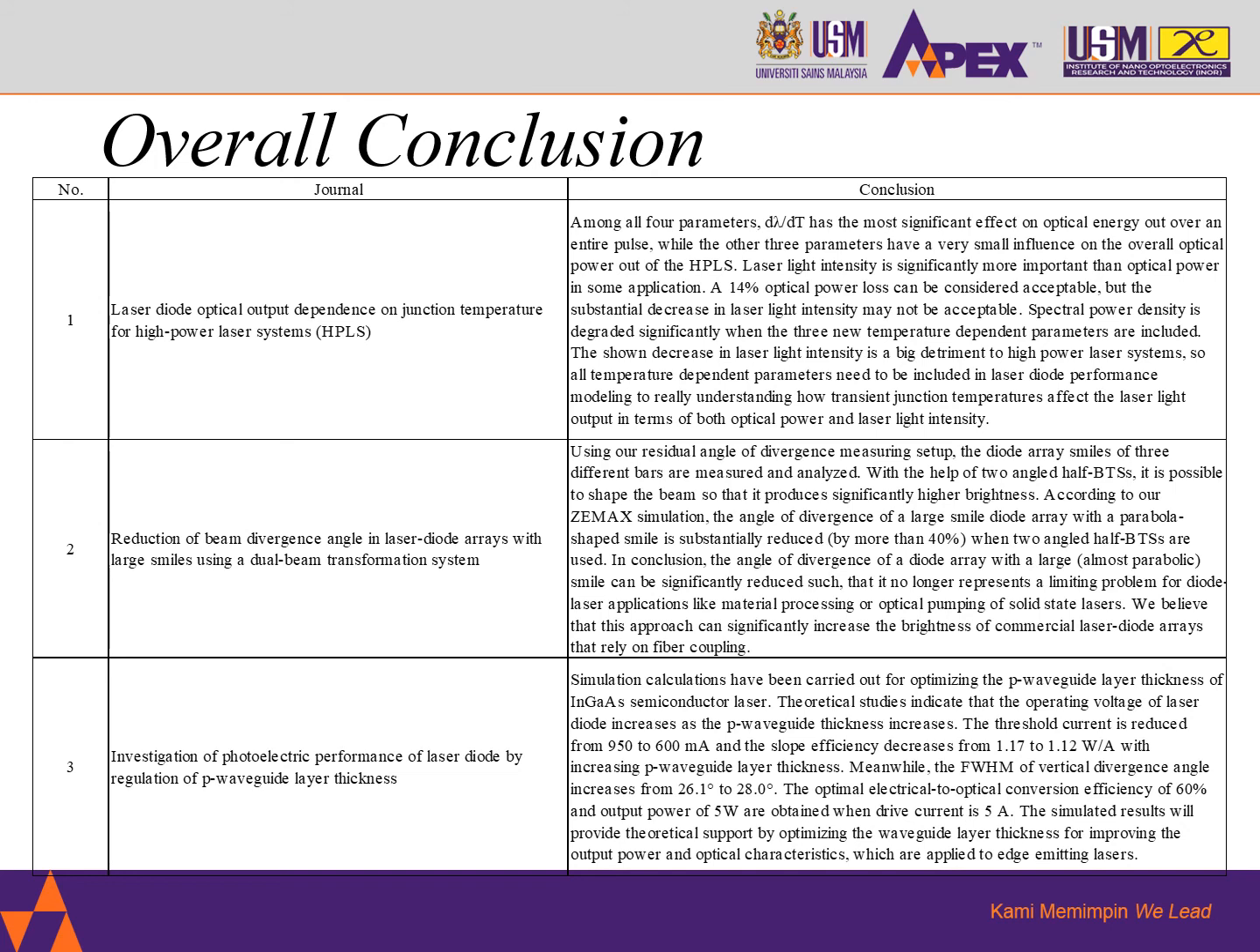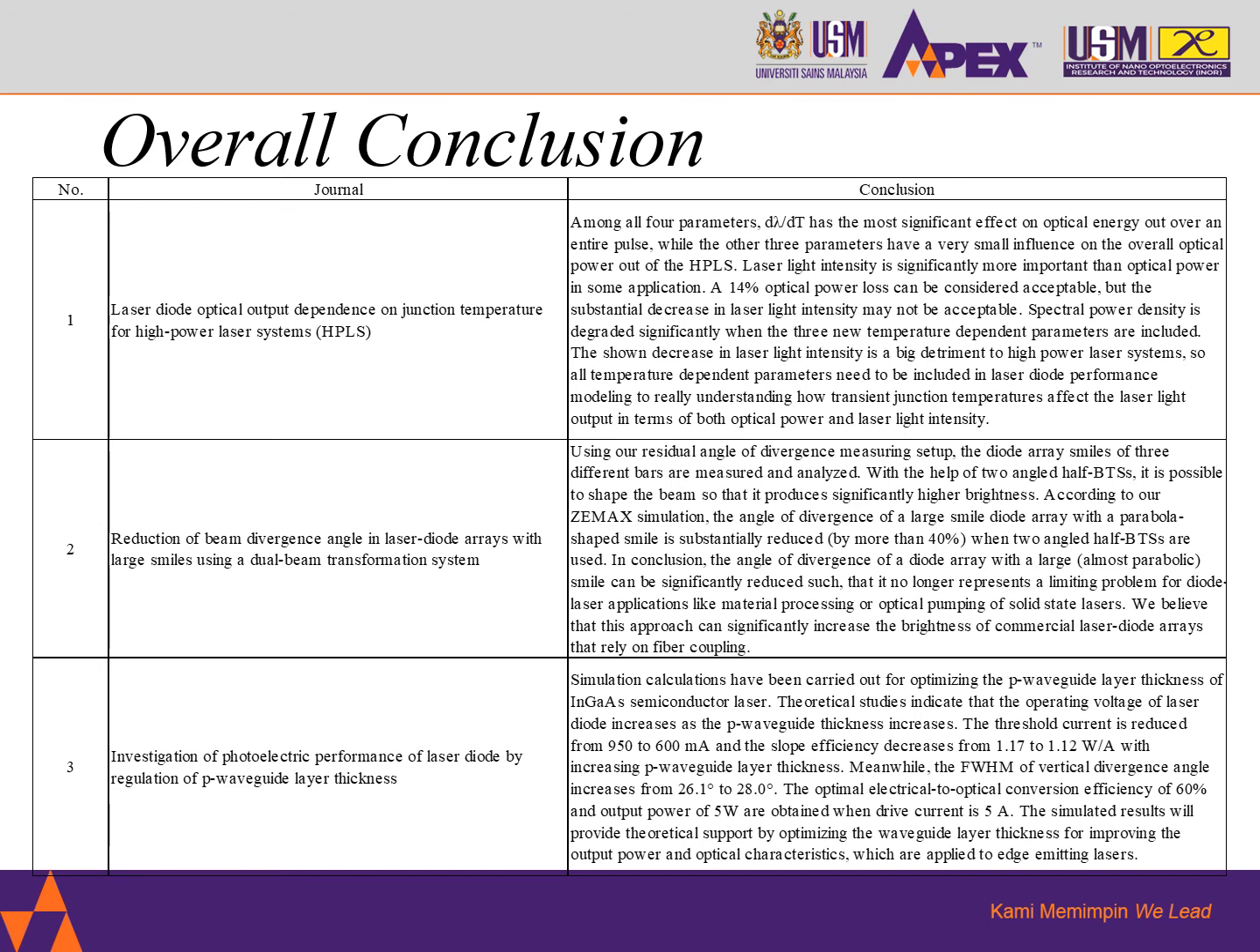So in conclusion, we can significantly reduce the angle of divergence by using a half BTS. We believe this can increase the brightness of commercialized laser diode arrays and bring significant improvement in coupling efficiency. The third paper's conclusion is that simulation calculation has been carried out by optimizing the layer thickness to 550 nanometer, and after that we compared to the experimental results by fabricating a device of 550 nanometer.